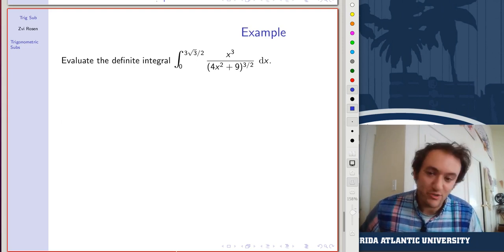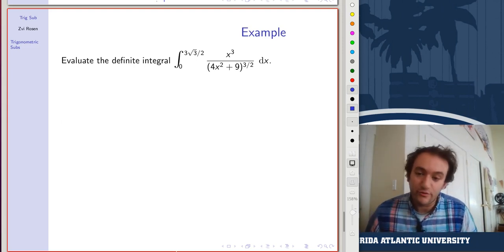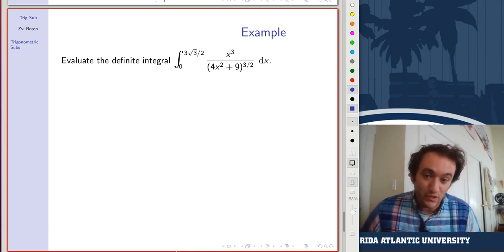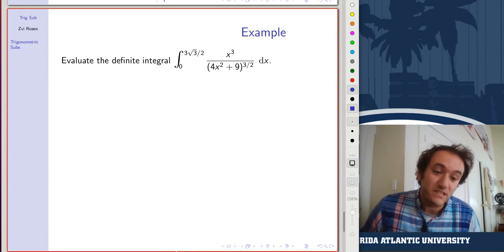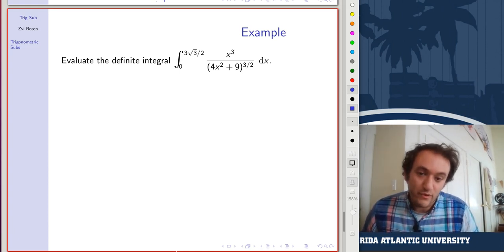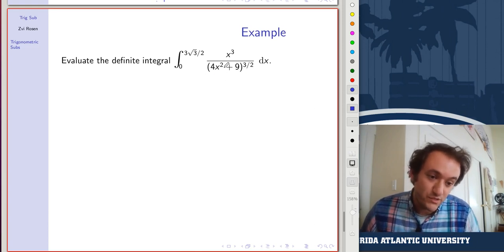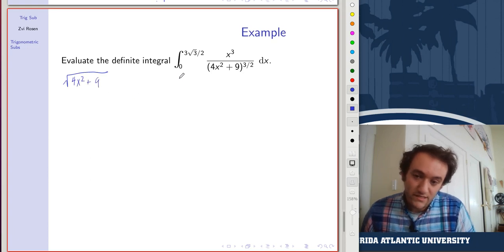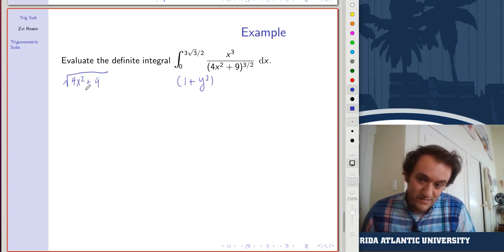Let's evaluate a definite integral. We're going to take the integral from 0 to 3 root 3 over 2 of x cubed divided by 4x squared plus 9 to the 3/2 dx. What the 3/2 means is it's the square root cubed. So we're looking at a square root of 4x squared plus 9. We're going to want it to look something like 1 plus y squared at the end, right? Because this is a sum.